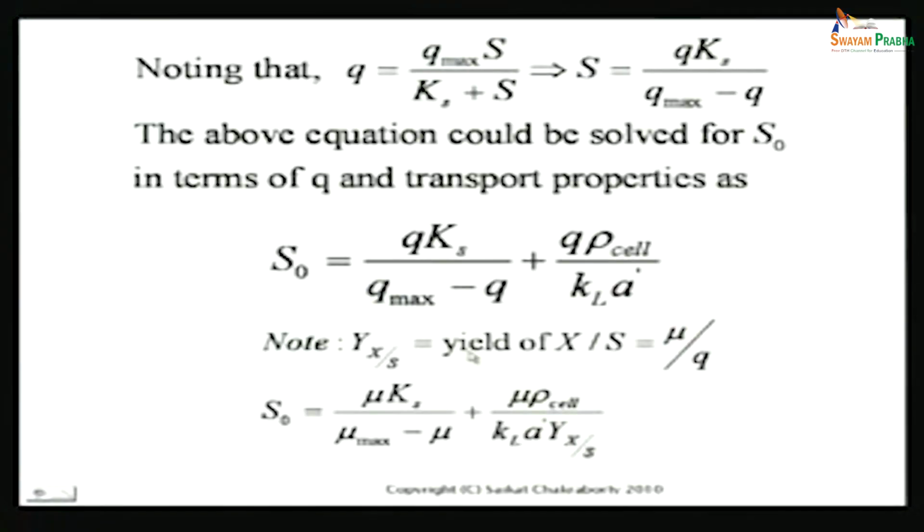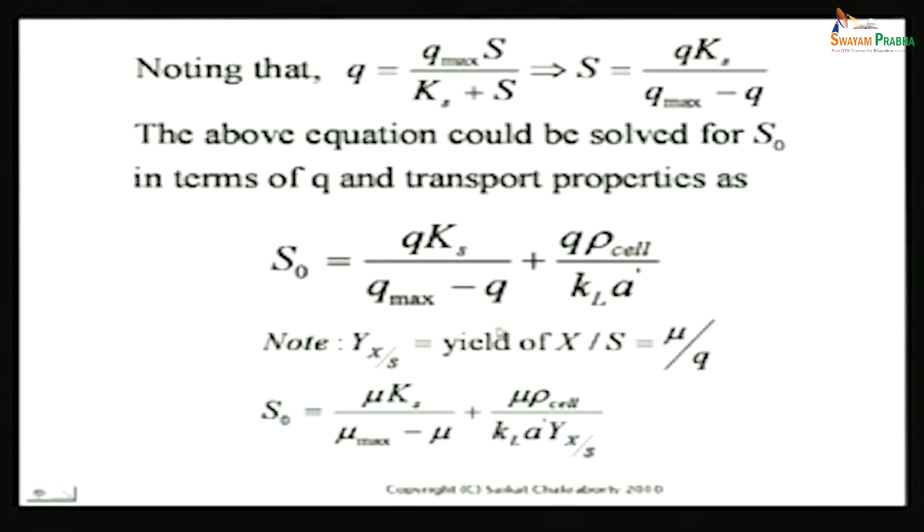Okay, and Y is the one that gives the yield of X per unit S. What does it mean? It's not necessary that there is a 1:1 relationship between the uptake of the substrate and the production of the cell. It's not necessary that 1 mole of the substrate should produce 1 mole of the cell. So mu is that ratio.